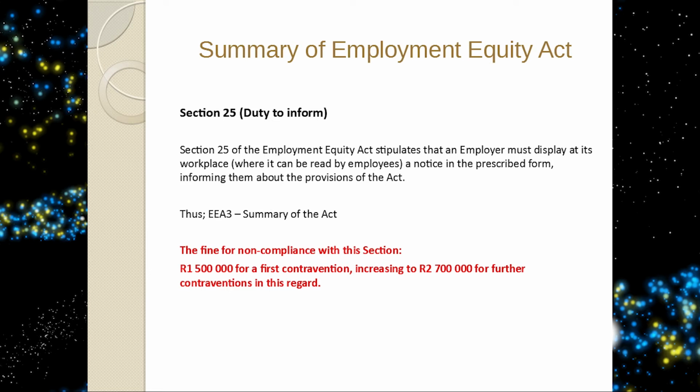Section 25, duty to inform. Employer, you will have to display in your workplace where all the employees can see it, the summary of the Employment Equity Act and the basic conditions of the Employment Equity Act. Those are those big posters. You can buy them from the government printers. Please place it where all your employees can view it. In other words, maybe in your canteen or reception area, toilet facilities, wherever all the employees can view it.